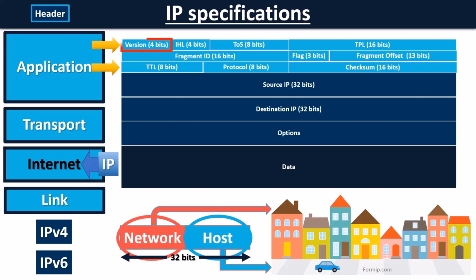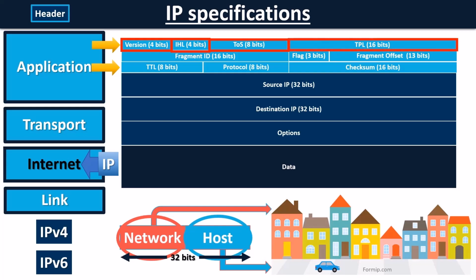The version field simply indicates the version of the protocol, that is either IPv4 or IPv6. The IHL field corresponds to the length of the header. The TOS field allows you to mark a packet as being more important than another. The TPL field describes the length of the packet. It includes the header and the data, which is represented here by the data field.